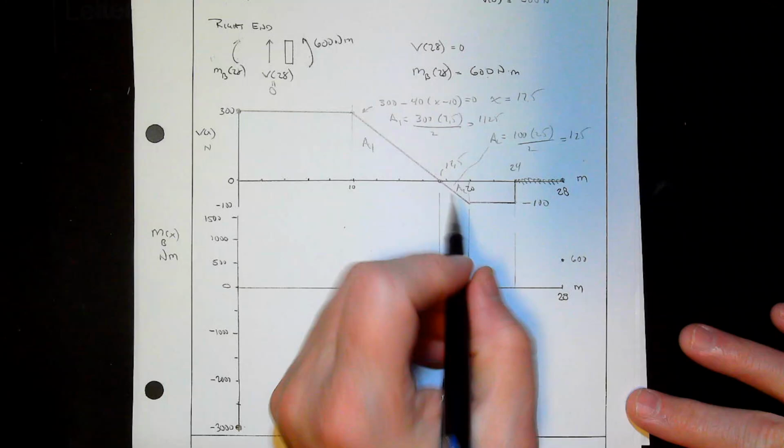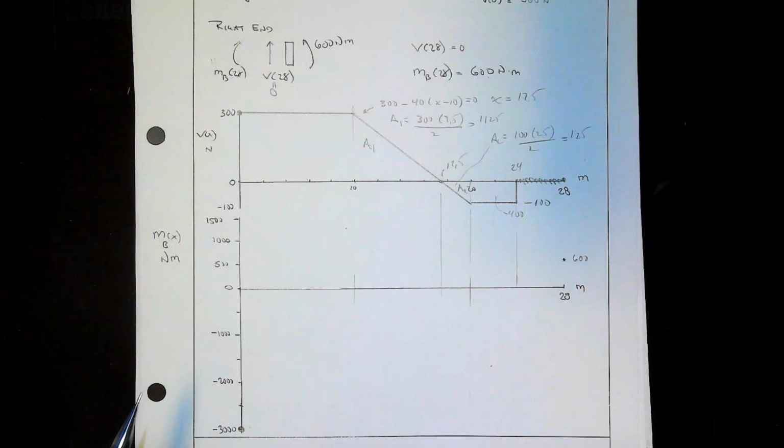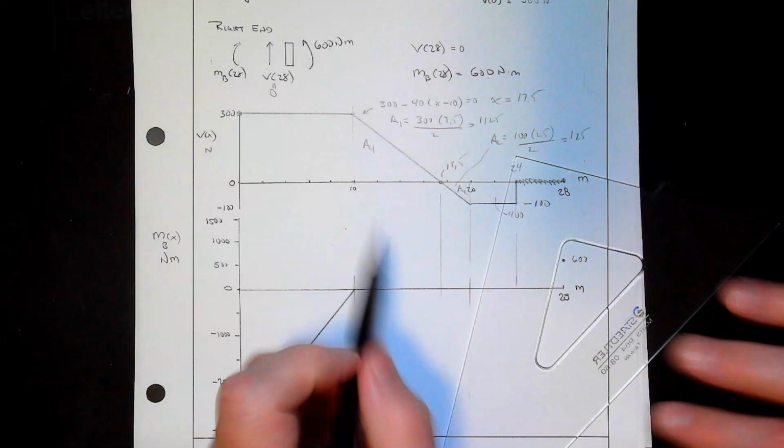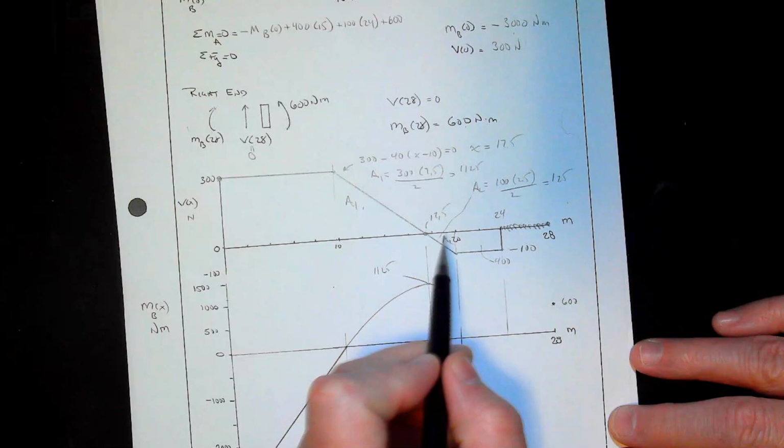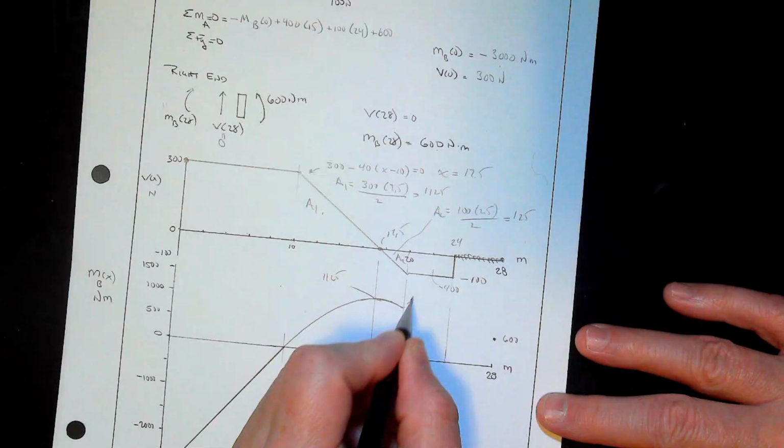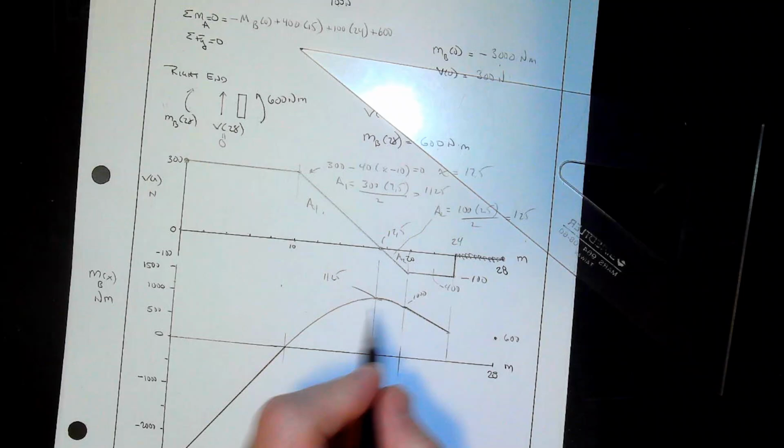All right, summing the moments at A. So the initial bending moment, then we have this going clockwise, minus 400 times 15. 100 is going counterclockwise, times 24. 600 is going clockwise, plus 600. If you solve this for MB, you'd come up with minus 3,000 Newton meters. 400 down, 100 up. That means V0 must be 300 up.